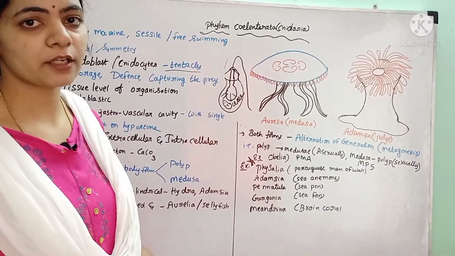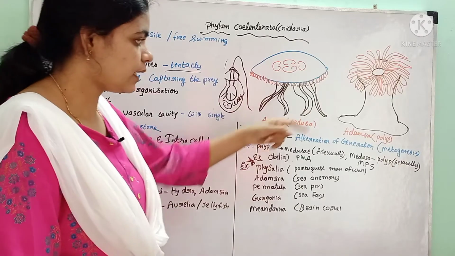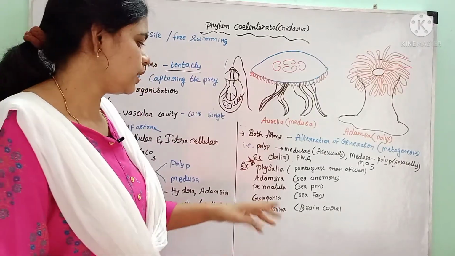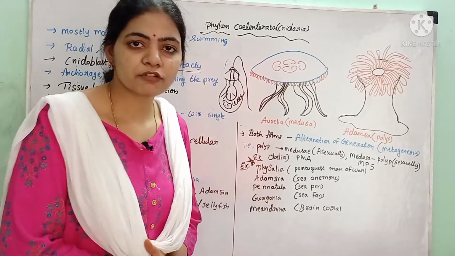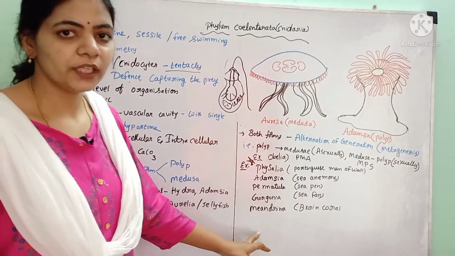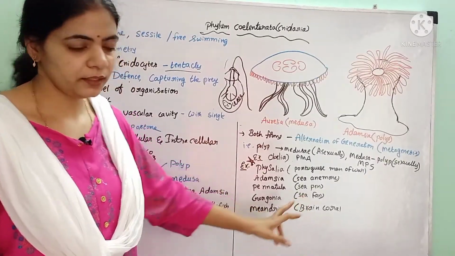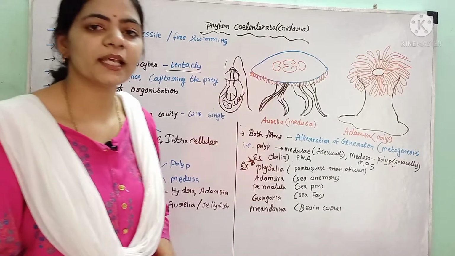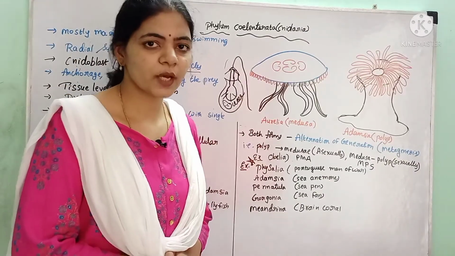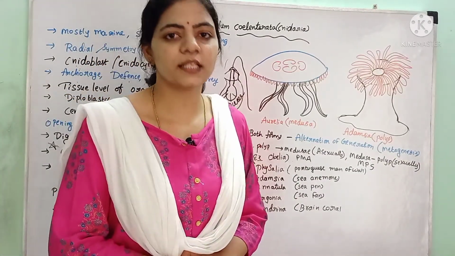Common examples of these coelenterates are Physalia, which is called Portuguese man-of-war, and Adamsia, which is called sea anemone. Next, Pennatula is called sea pen, Gorgonia is called sea fan, and Meandrina is called brain coral. This is about the general characters of the coelenterates.